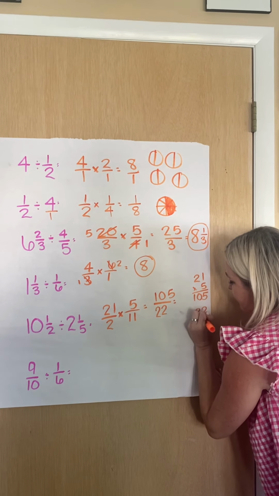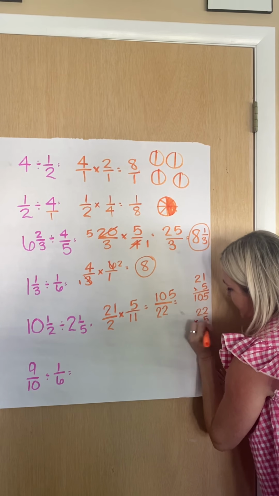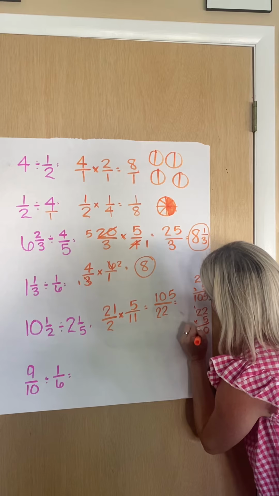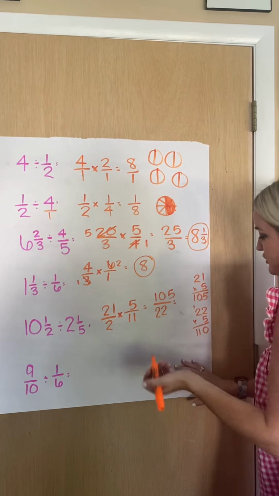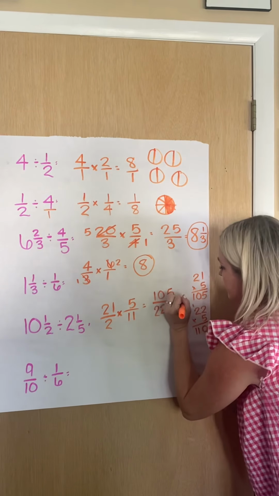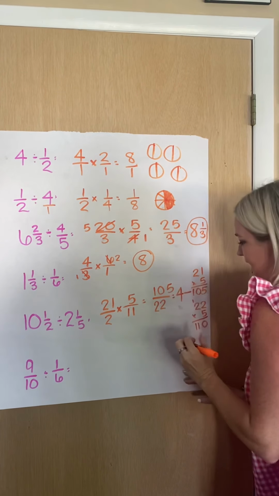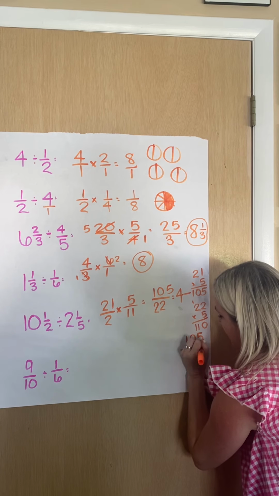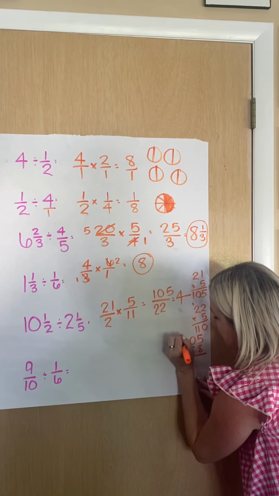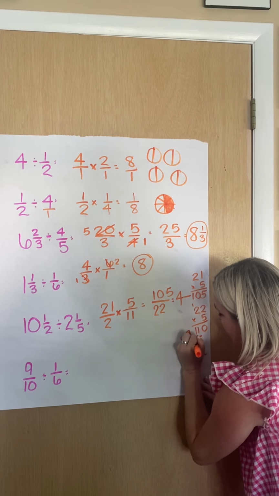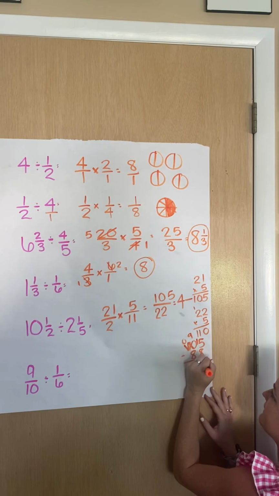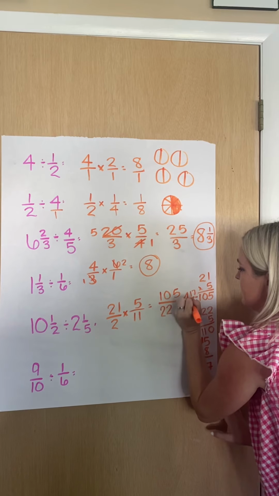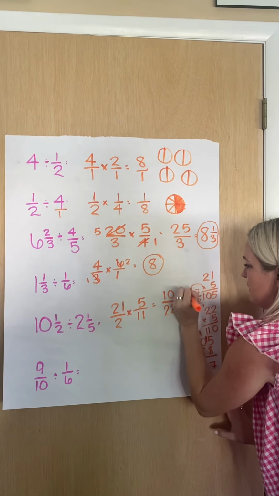22 times 5. 5 times 2 is 10, carry the 1. 5 times 2 is 10 plus 1 is 11, so I went too high. So I know that 22 times 4 is gonna give me 88. I'm going to do 105 minus 88. I'm going to do it right on the side. I know that 15 minus 8 is 7. 9 minus 8 is 1. So I'm going to have 4 and 17 over 22. That was a big one.